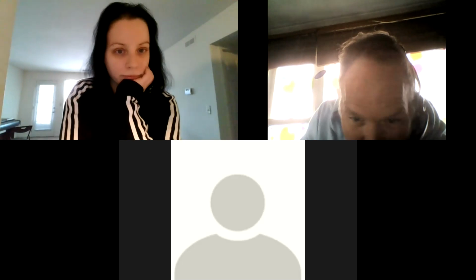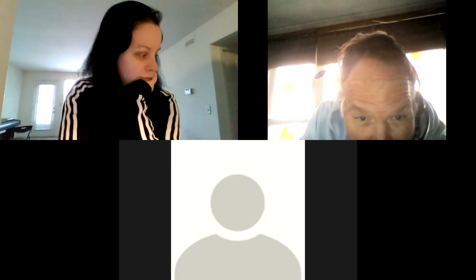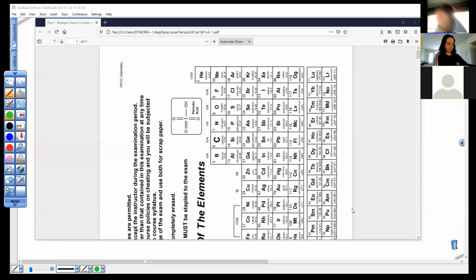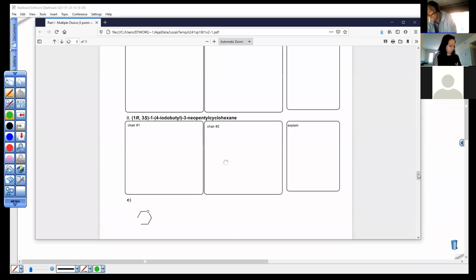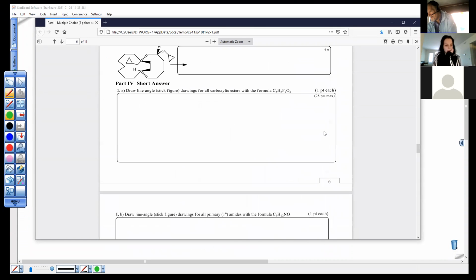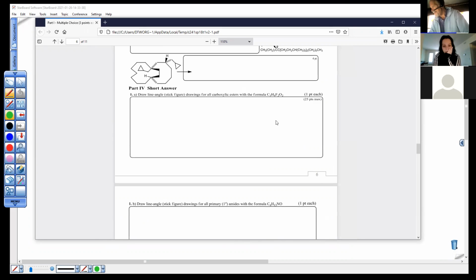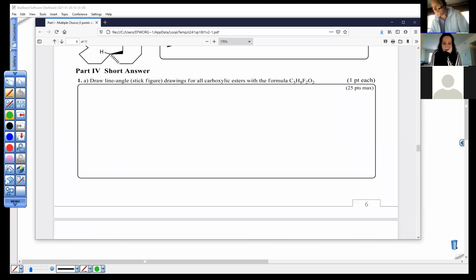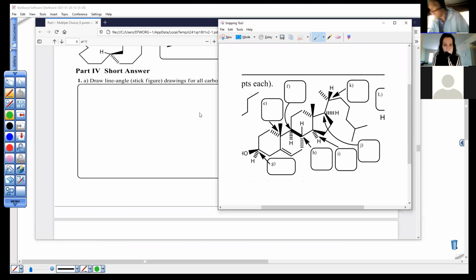All right, so sharing screen. Here we are on part 4 again. All right, back to part 4. The draw line angles, the first one, the very first one on the bottom. Yeah, this one. And then the one under it too. You want to do both? All right, yeah, let's do it. Those are good. I can develop some strategies for this.